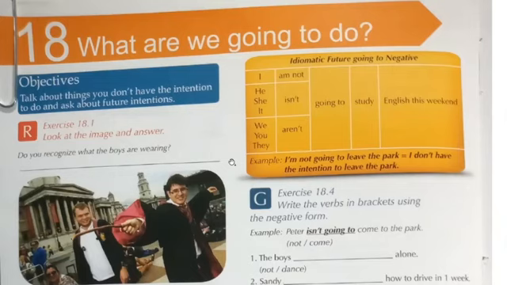Today I'm going to explain Unit 18 from your book. So first of all, you need to open your book on pages 37 and 38. Here you have the unit. What are you going to do? Objectives: talk about things you don't have the intention to do and ask about future intentions.